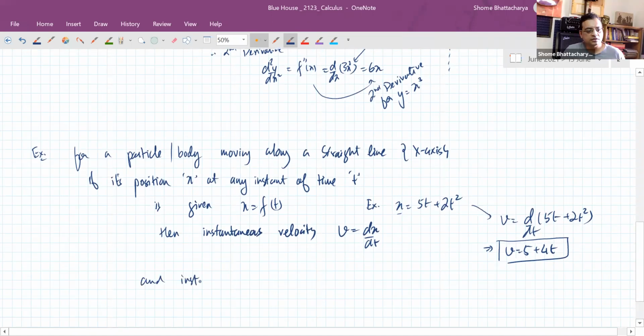Now further, the definition of instantaneous acceleration becomes what? It becomes the rate of change of velocity with respect to time. Instantaneous acceleration is the instantaneous rate of change of velocity with respect to time.